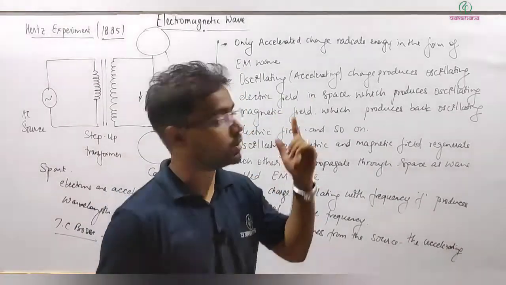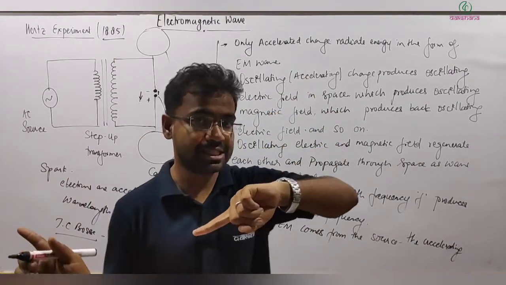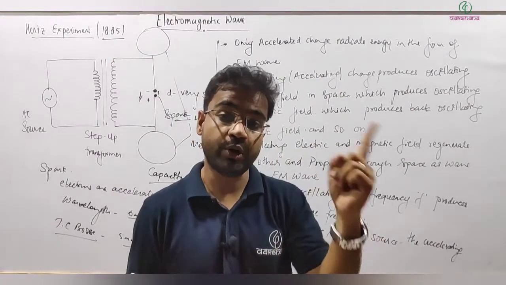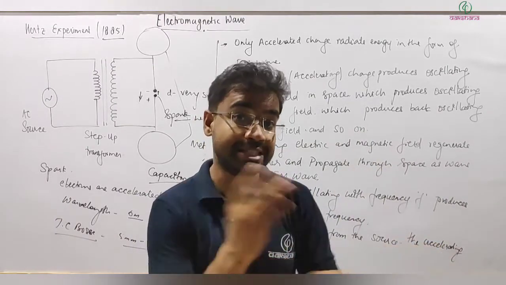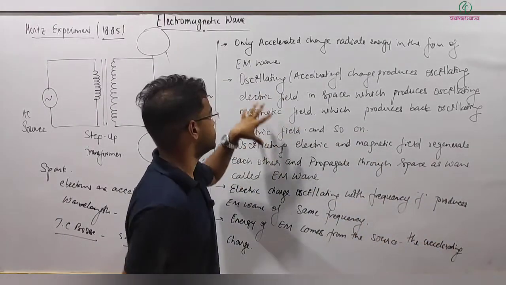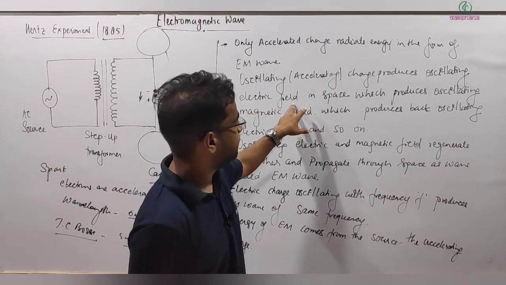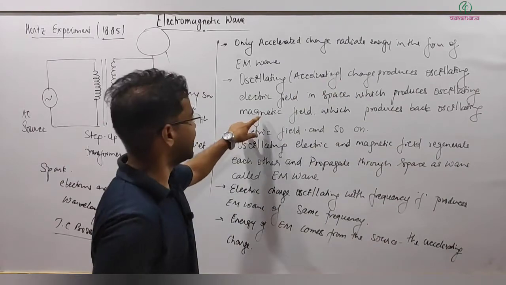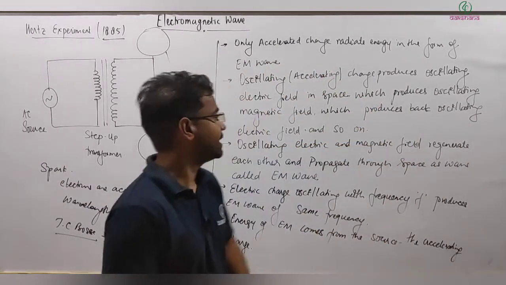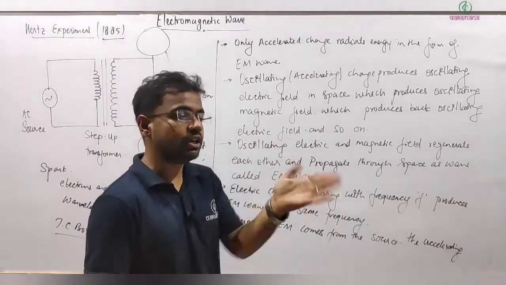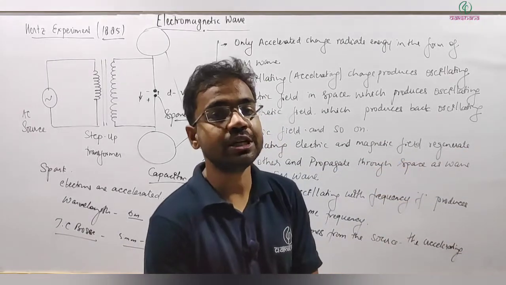An oscillating charged particle produces an oscillating electric field, because we have seen just now that a changing electric field can produce a magnetic field, and a changing magnetic field can produce an electric field, vice versa. Exactly the same thing happens here. An oscillating or accelerating charged particle produces an oscillating electric field, which produces an oscillating magnetic field, and this magnetic field again produces an oscillating electric field. This way it keeps on going, electric to magnetic, magnetic to electric, and keeps moving through space.